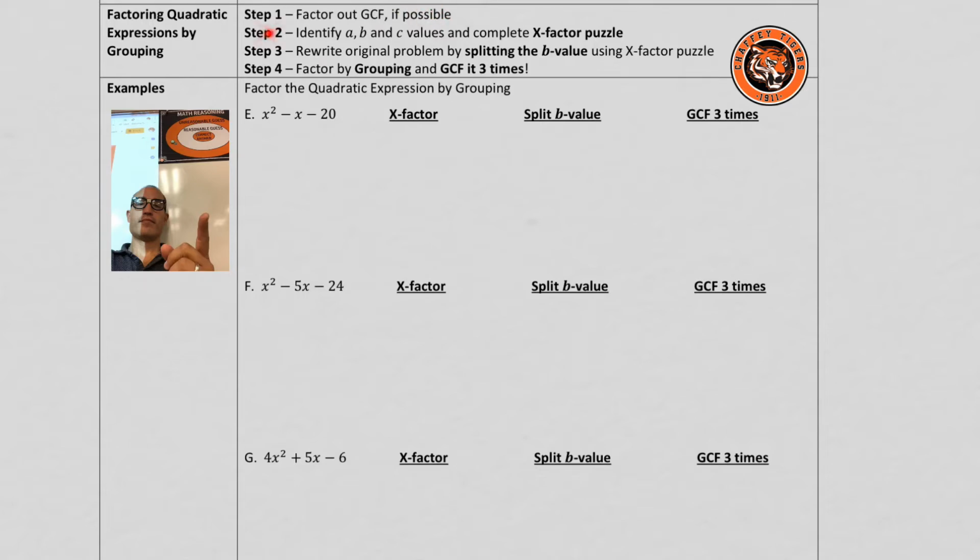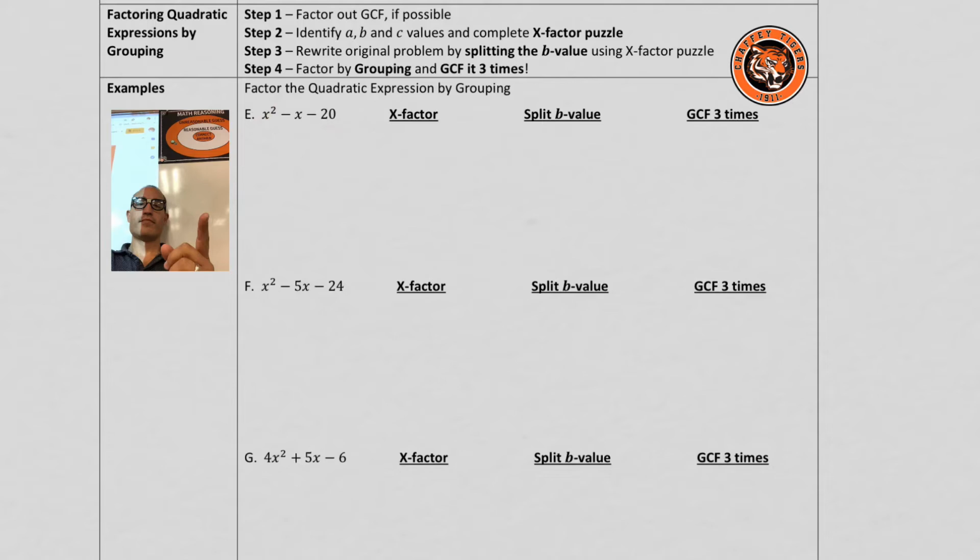Step number 2, identify A, B, and C values and complete the X factor puzzle. Step 3, rewrite the original problem by splitting the B value using the X factor puzzle. And then finally, like we've done now for 2 days, you're going to factor by grouping by GCFing 3 times, which you've seen above and you saw yesterday. So let's start with example E.